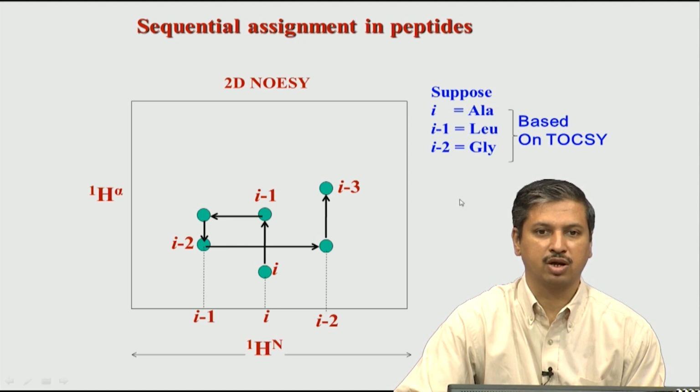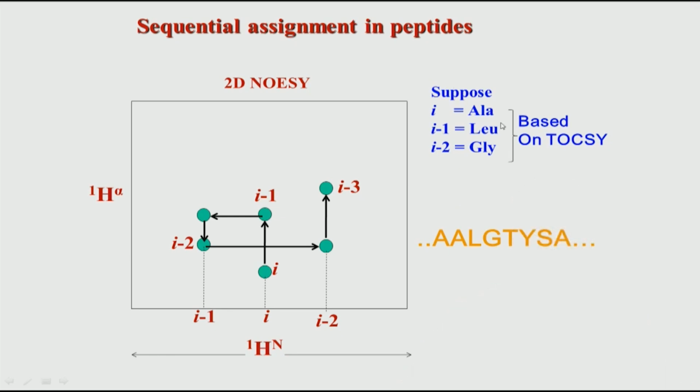What we have to do now is search in our sequence of amino acids to see if there is such a string of amino acids. This is our peptide sequence which is shown here. Now, I will search for a residue which is I should be ala, I minus 1 leucine, glycine, that means it should be a GLA spin system.